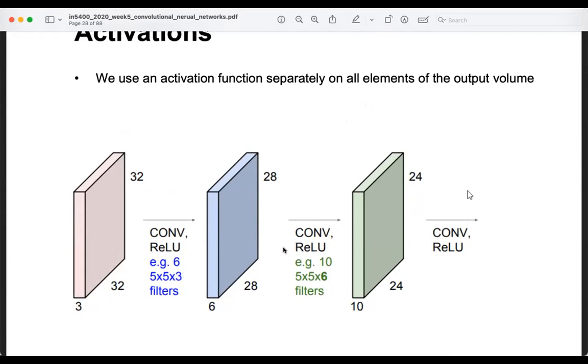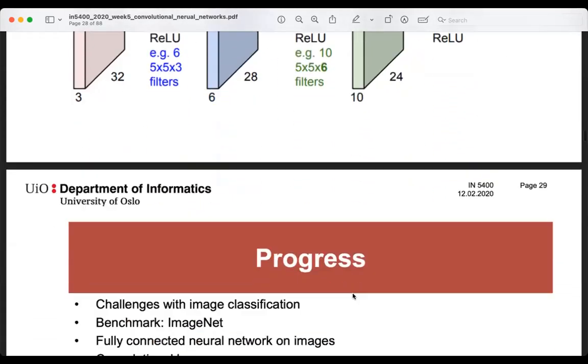And then you can set up a new convolutional layer. So you would have convolutional plus the ReLU. And you can do a new convolution and ReLU. So you can reduce the dimensionality. So you have a new filter, 5 times 5. And that gives you 24 times 24. You can produce 10 images. And you can continue like this.